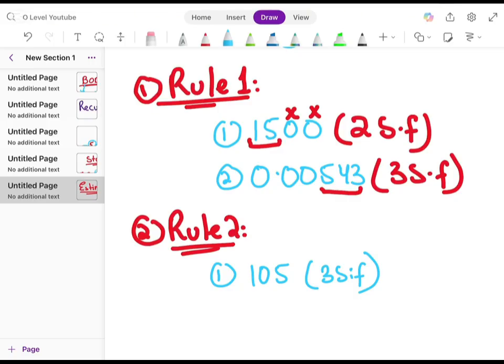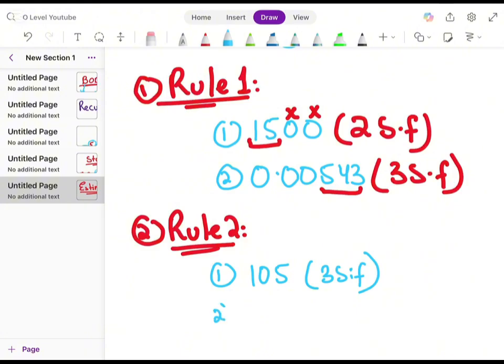In rule number 1, the zeros are written on the right side and on the left side. They are not between any two numbers, so they are considered non-significant figures. Now in rule number 2, the 0 is written between two non-zero numbers, so this 0 will also be counted as a significant figure.